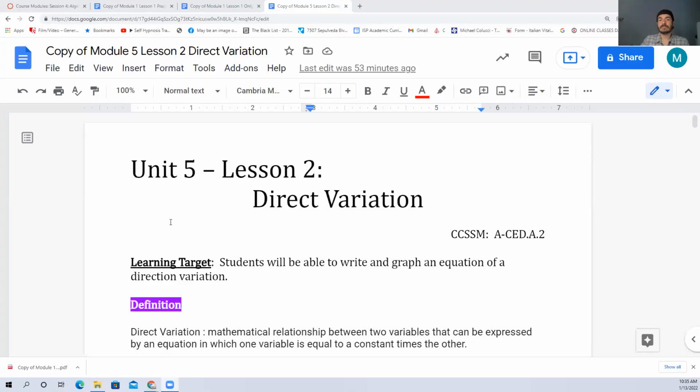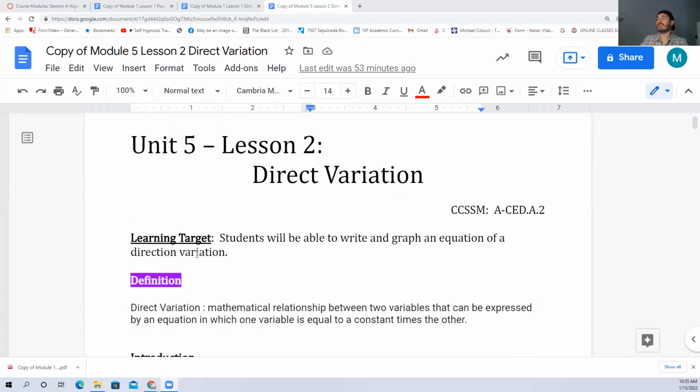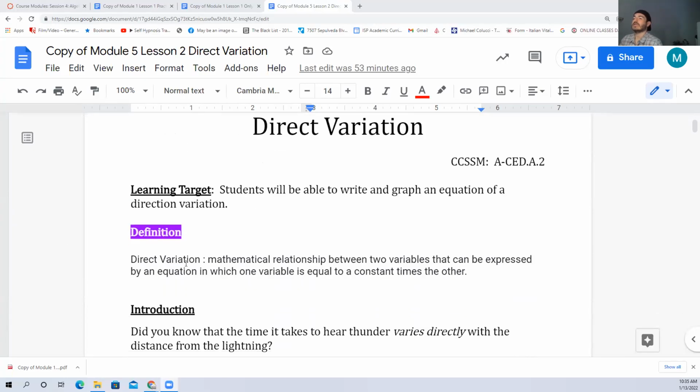So let's pull up the assignment to keep Mr. Mike on track here. All right. Okay, Unit 5, direct variation, the learning target: students will be able to write and graph an equation of direct variation. Write and graph an equation. I just kind of talked about what that means, right? The graphing part is the image of the pink elephant. The writing part is the words pink elephant.